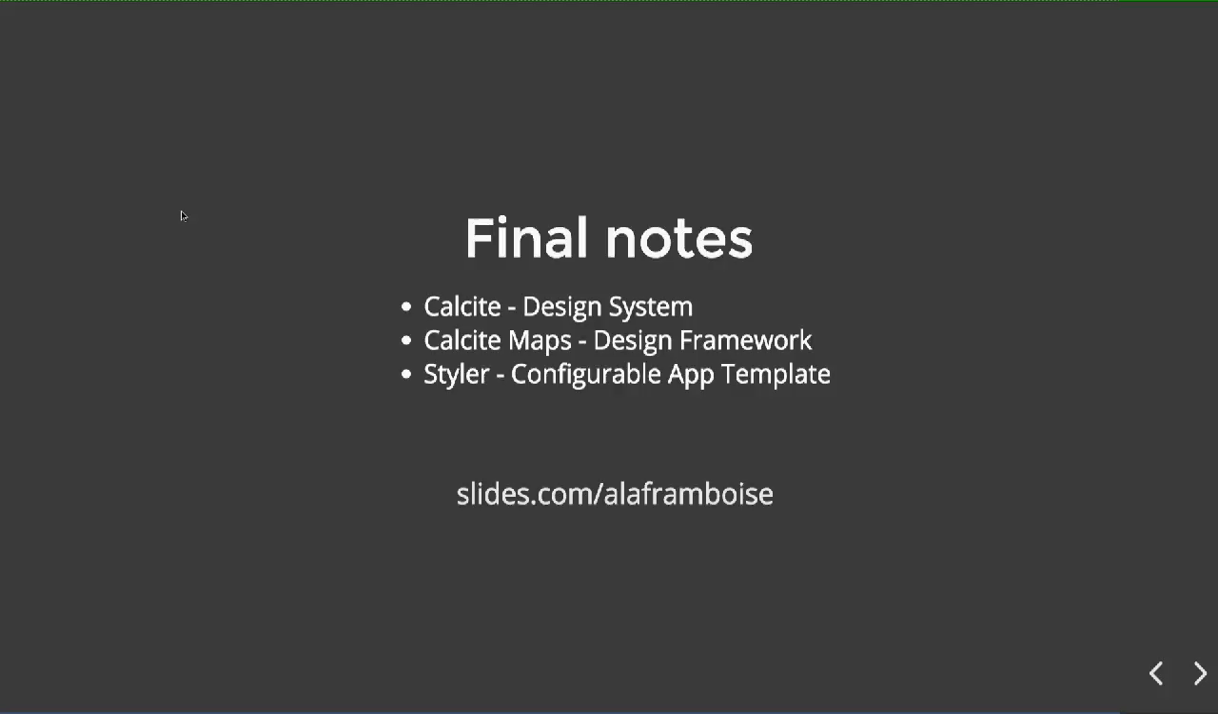So just a few final notes. Calcite is the design system that we built and follow at Esri. Calcite Maps is an extension of that, built on Bootstrap. It's a lightweight design framework. You can grab Calcite Maps and build something from the ground up, or you can jump to Styler and just theme applications on the fly if you want. And of course, you can get all of the resources here at slides.com/framboise.